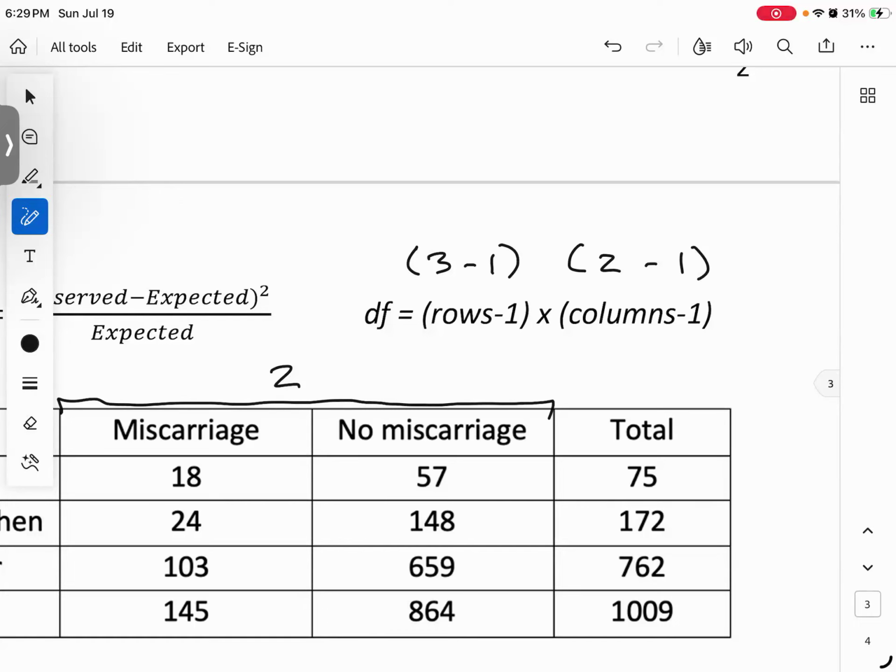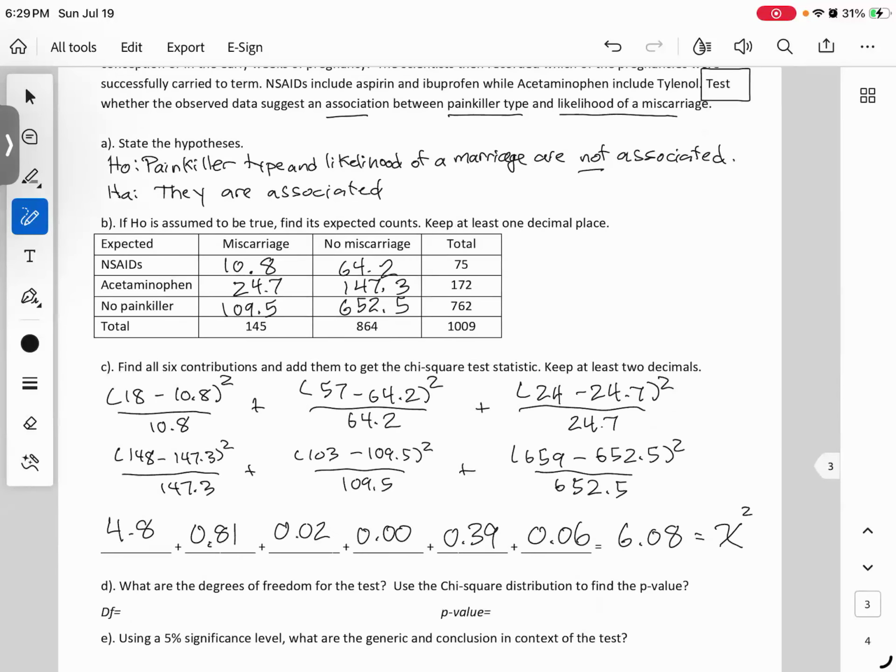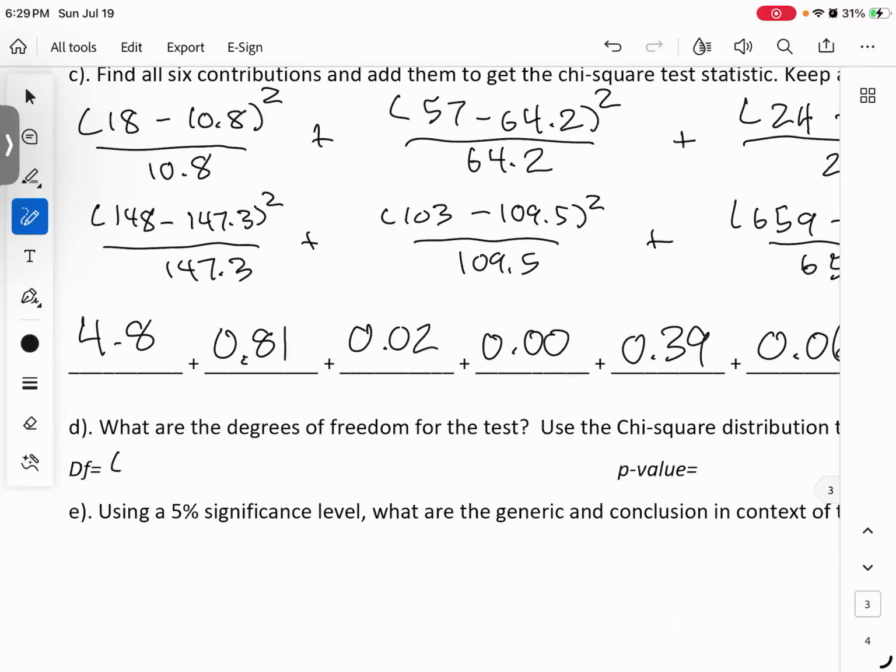2 columns, and you subtract 1. And then you multiply those together to get your degree of freedom. So I'm just going to bring those down to the bottom. 3 minus 1, 2 minus 1, right here. 3 minus 1 times 2 minus 1, which is really just doing 2 times 1, which means we have a degree of freedom of 2.